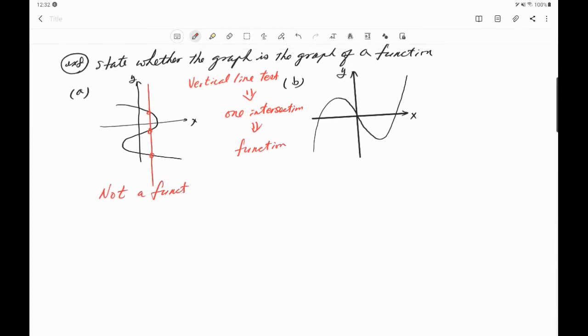Okay, how about the next one? Now, as you draw a vertical line, it has only one intersection, right? Only one intersection. So this is the graph of a function. Can you see it? The function, because this one has only one intersection on the graph.